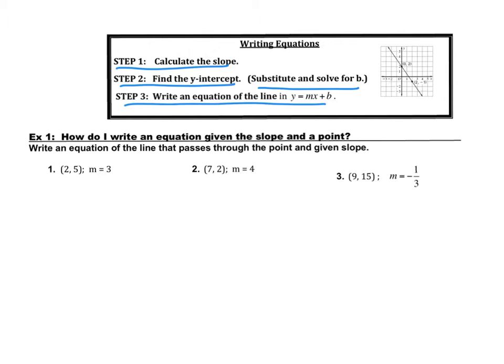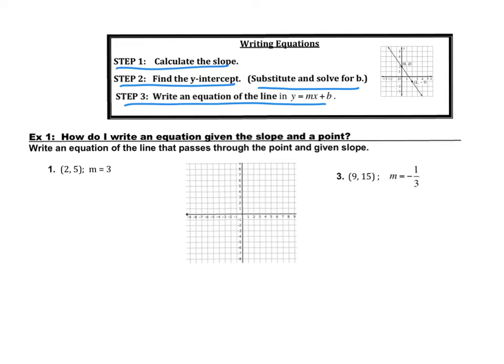We have a point, 2, 5, the coordinates 2, 5, and then we have a slope of 3. So what we're looking for is a line that's going to go through this point 2, 5, and it's going to have a slope of 3. So let's go ahead and take a look. So the first step is we're going to calculate the slope. Well, we already have the slope, m is equal to 3.